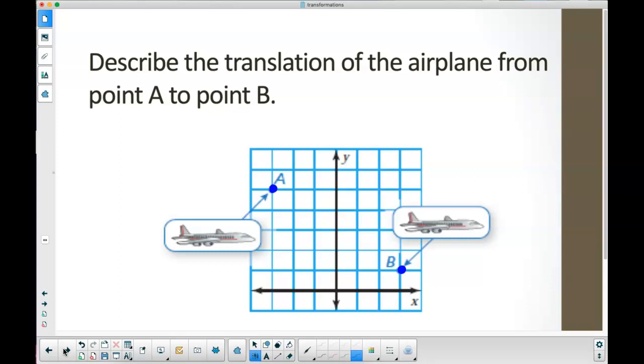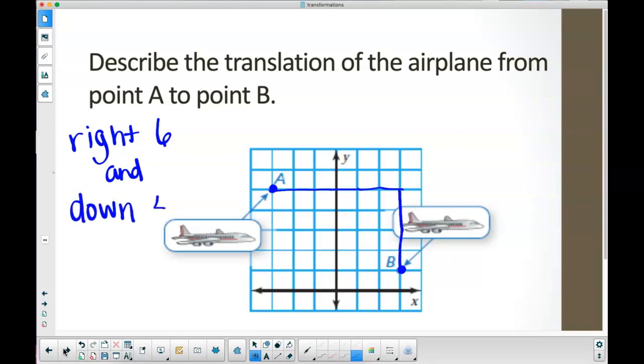What would you say? It had to move 1, 2, 3, 4, 5, 6 to the right. So right 6, and from there it went down 1, 2, 3, 4. Would everybody agree with that? The plane went right 6 and down 4.